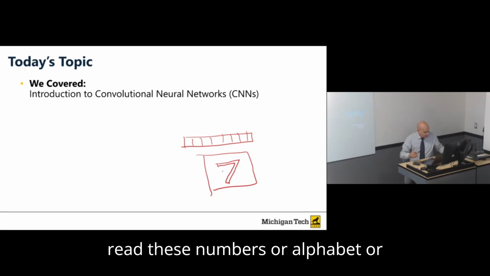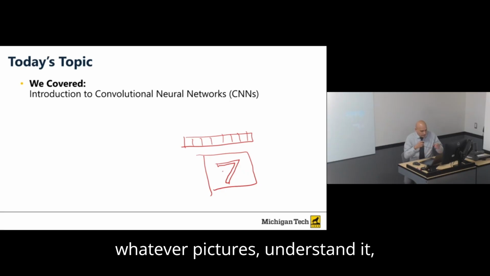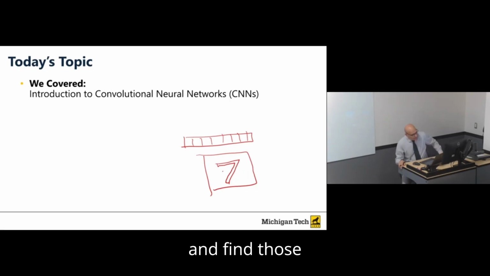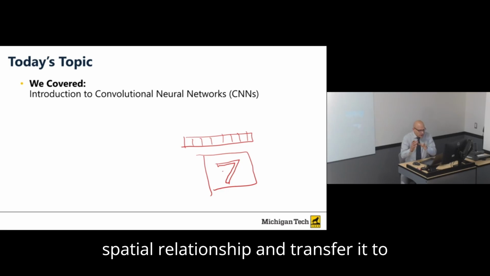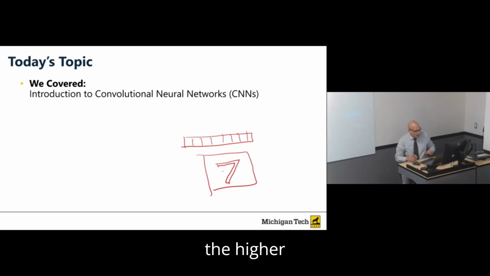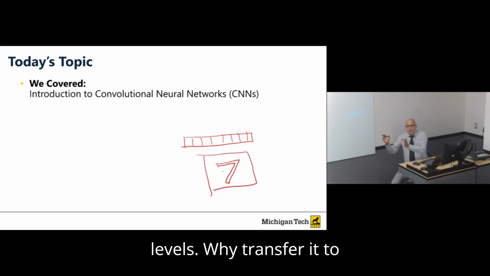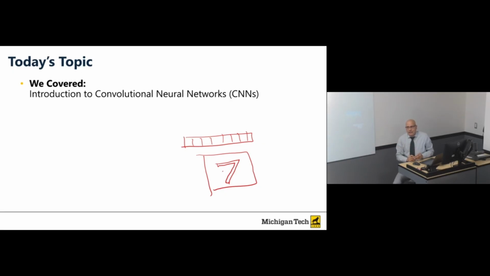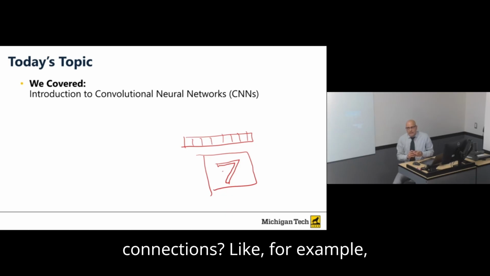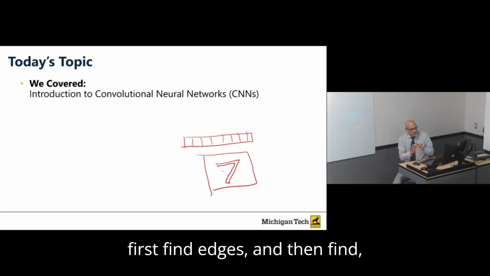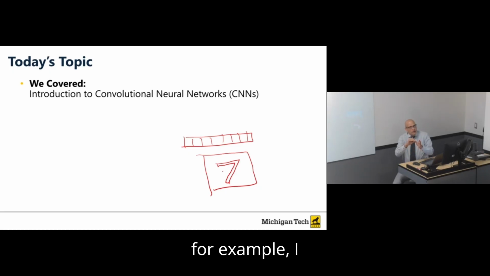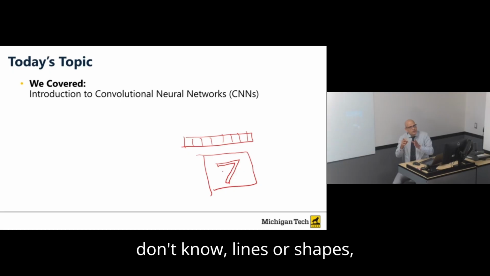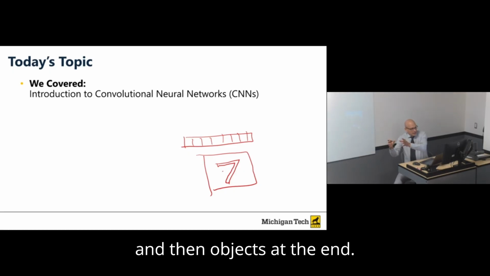Like, for example, you want to read these numbers or alphabet or whatever pictures, understand them, find those spatial relationships and transfer them to the higher levels. Why transfer to higher levels? To detect more advanced connections. For example, first find edges, and then lines or shapes, and then objects at the end.